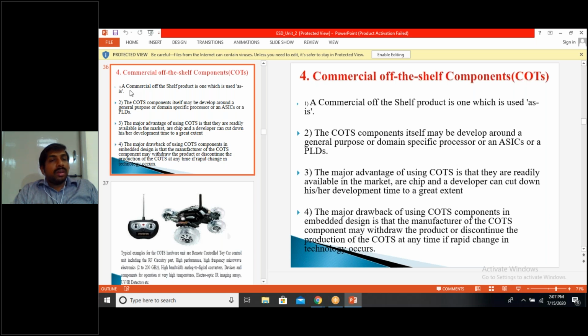The advantage of COTS is that it is readily available in the market. You can directly insert it in your embedded system and utilize it. It acts as a system core. The major drawback of using COTS in an embedded system is that if the manufacturer withdraws the product, you cannot utilize the device once again, as technology is changing and the manufacturer is not rebuilding it.